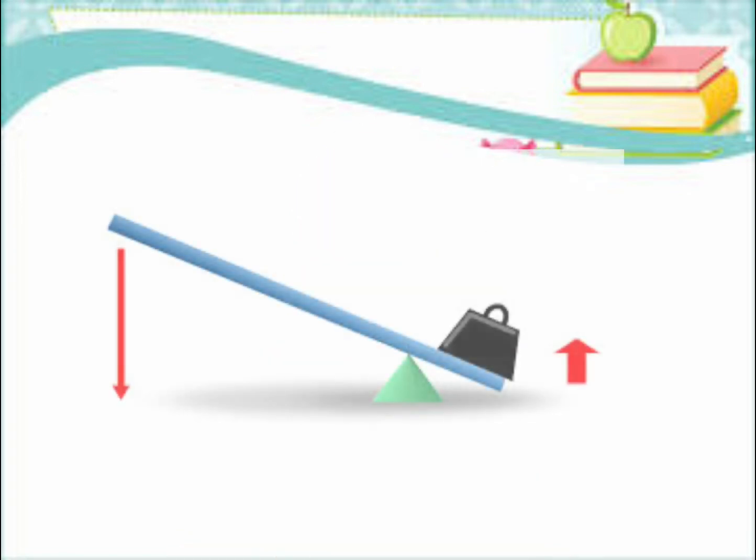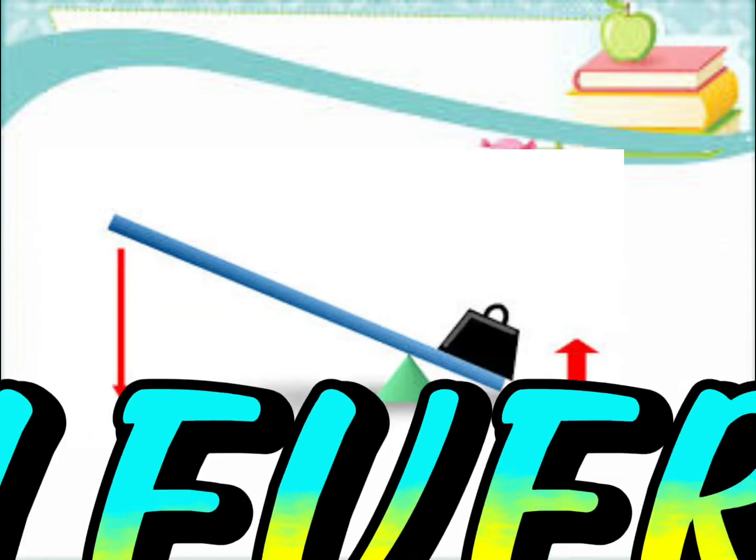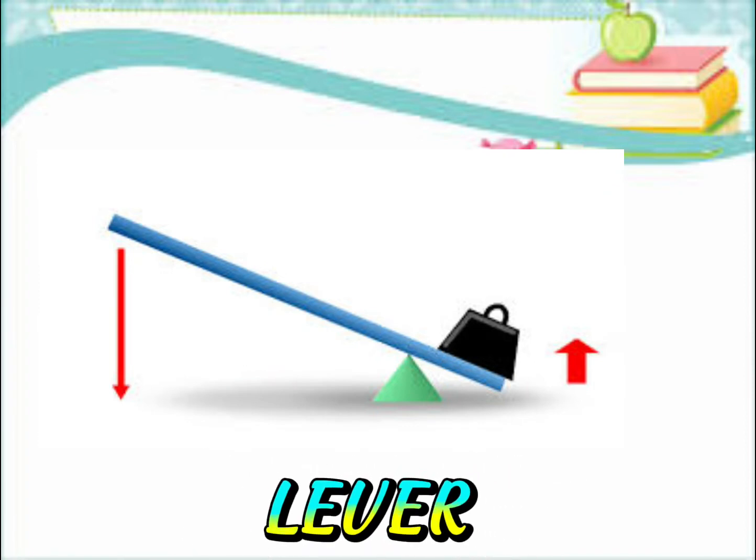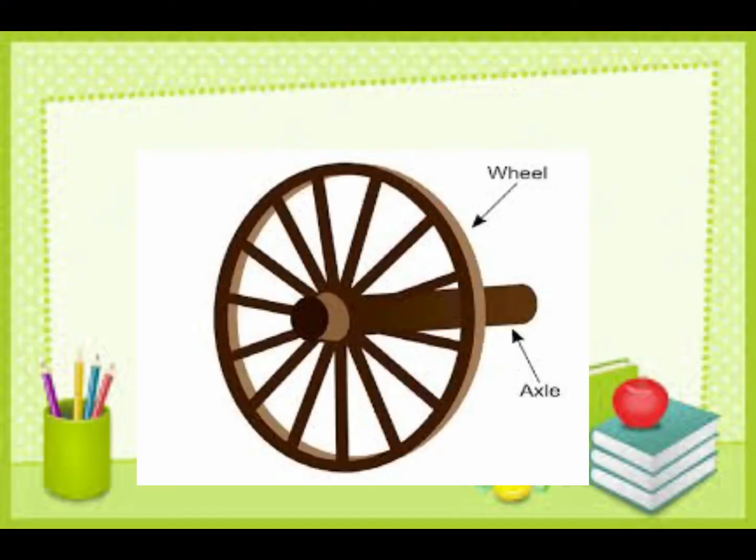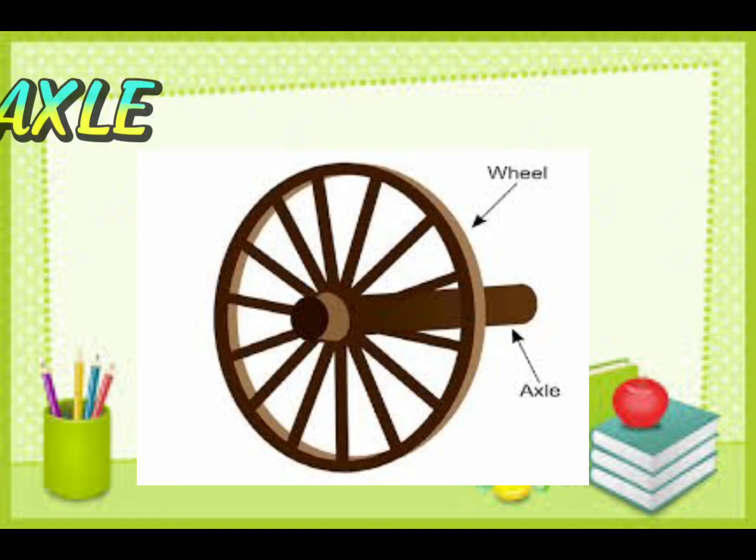So before we formally start our lesson for today, I'll be showing you some pictures first. So the first picture is this one. What do you call this picture? We call this one a lever. So this is the second picture. Do you know what it is, class? Yes, it is called wheel and axle.